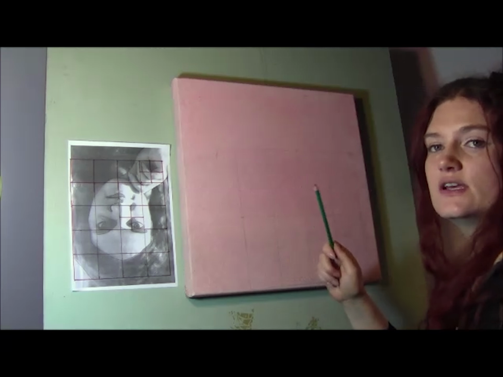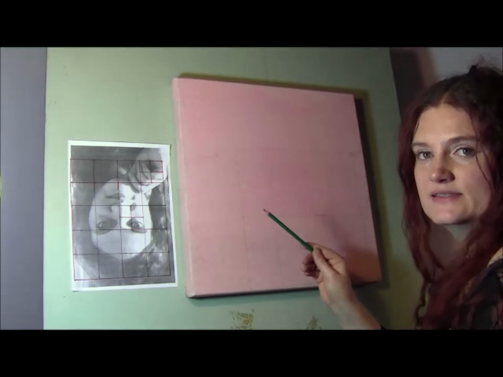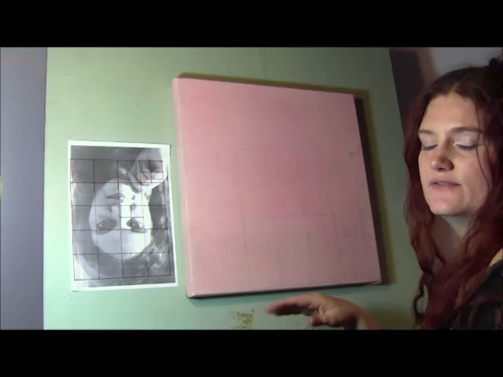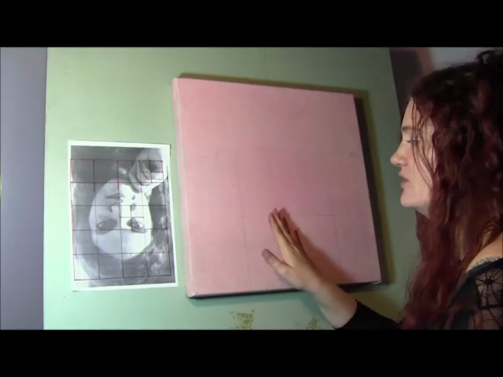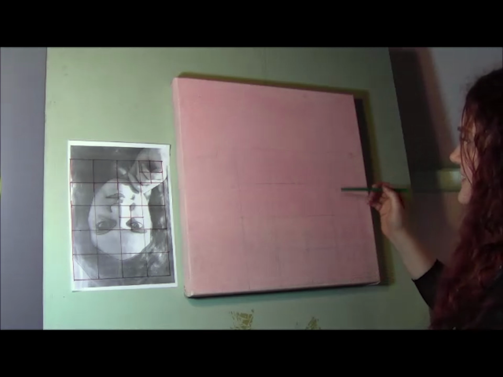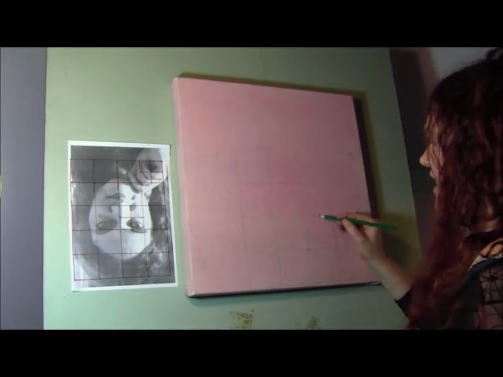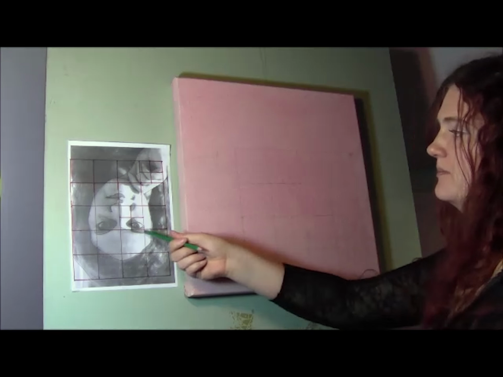Now on the canvas I am using a watercolor pencil, because watercolor pencil dissolves with water, and if there's a mistake made, you can literally just wipe it off with a damp cloth rather than rubbing it out. Pencil tends to dirty the canvas and also be harder to remove. So I just added the last 2 bits. Now I'll just halve these again as I've done on the picture.